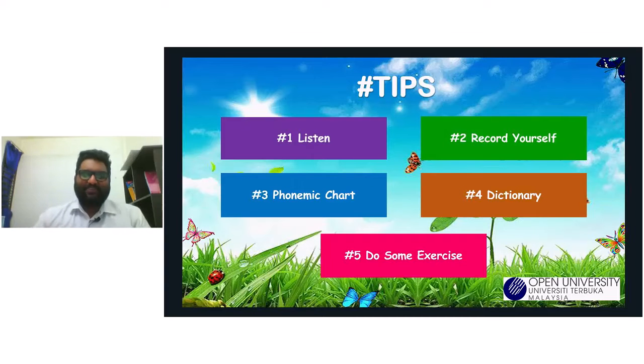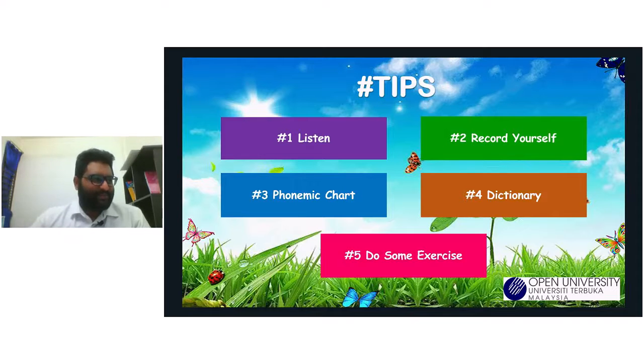So based on my findings from various resources, I've collected 10 important tips on how we can improve our pronunciation. As you can see, I will explain more in detail on the next slides. The first five are: number one, listen. Number two, record yourself. Number three, phonemic chart. Number four, dictionary. And number five, do some exercise.